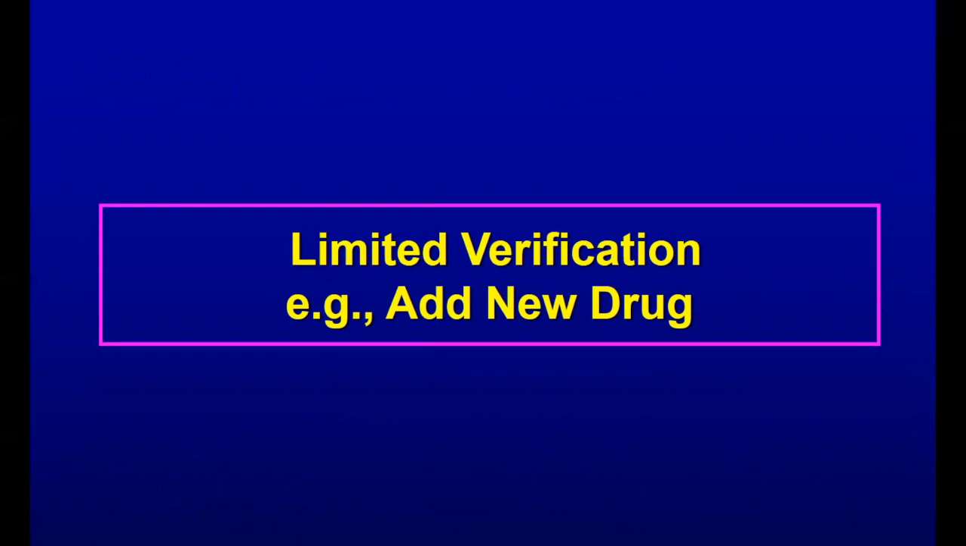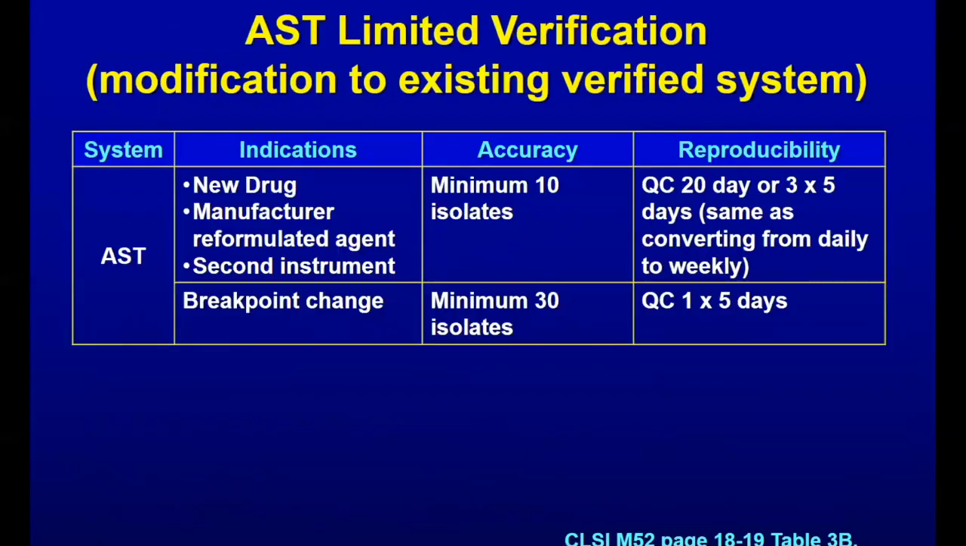Limited verification when we add a new drug. Okay, so in our M52 document, we talk about those situations where we might want to do a limited verification: when we add a new drug, when the manufacturer reformulates an agent, or if we're looking at adding a second instrument to our laboratory. The minimum number of isolates to test for accuracy would be 10, and for reproducibility, to look at QC, either 20-day QC or the 3-by-5-day QC, and this is again the same type of QC we would do for converting from daily to weekly quality control. If there's a breakpoint change, we have to test a minimum of 30 isolates. We want to do QC for 5 days, testing those QC strains at least one time each day.